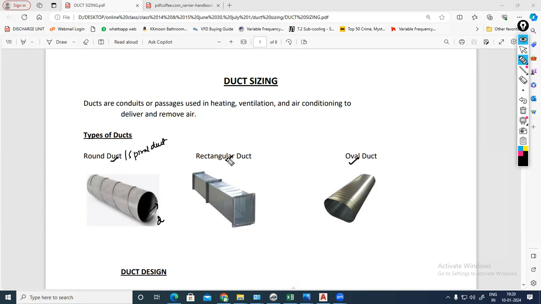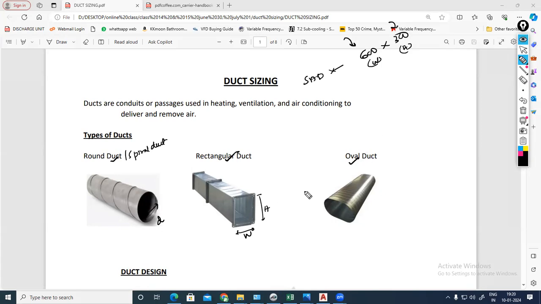Now the most common shape that we are using in the industry is the rectangular duct. For a rectangular duct, you have to find your duct width and duct height. Always when you are noting the duct dimension, for example, supply duct 600 into 300, the first dimension represents the width, and the second dimension represents the height only.